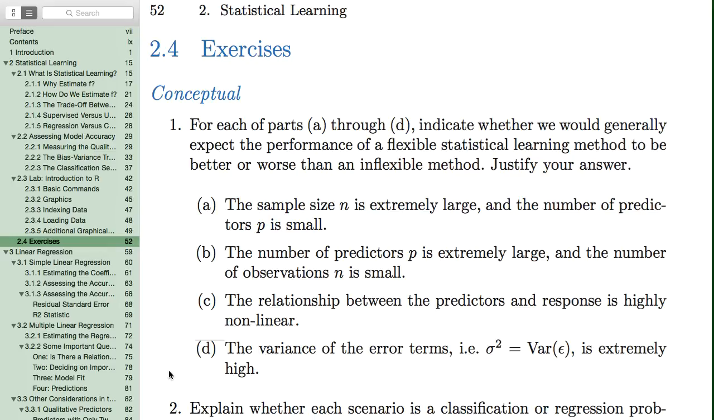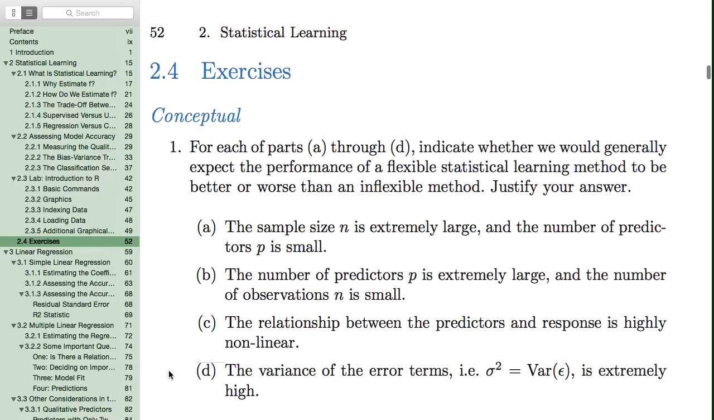If the variance of the error terms is extremely high, the amount of variability that will be explained by your model is very low. It may or may not really be the case that an inflexible method works better, but I suspect that that's the sort of official answer, that the problem that is being addressed here is the problem of overfitting. And that problem is much more salient in the case of flexible methods. And it's simply because of this tendency that they have to be able to take on a lot more shapes.